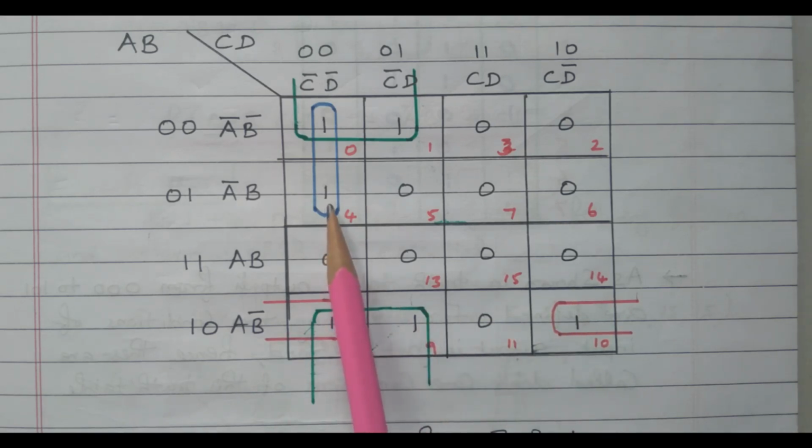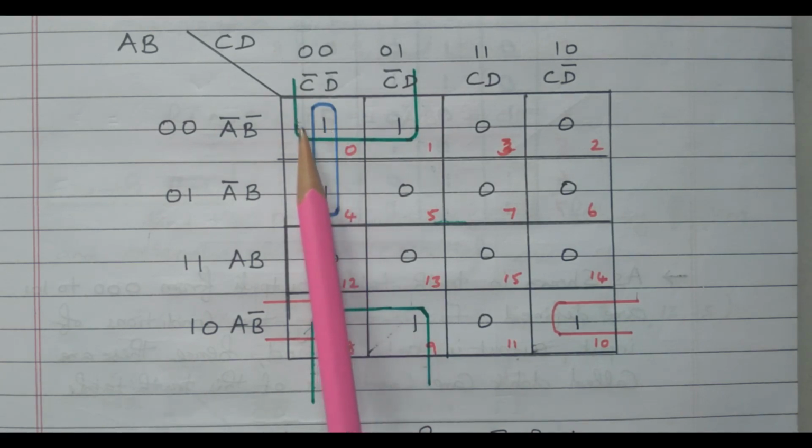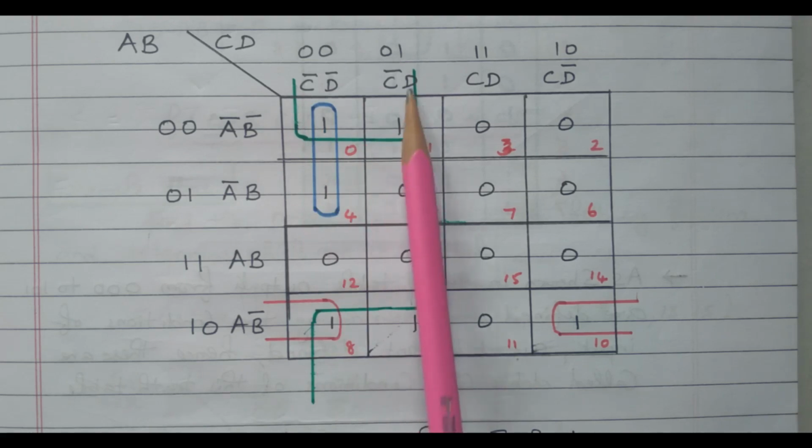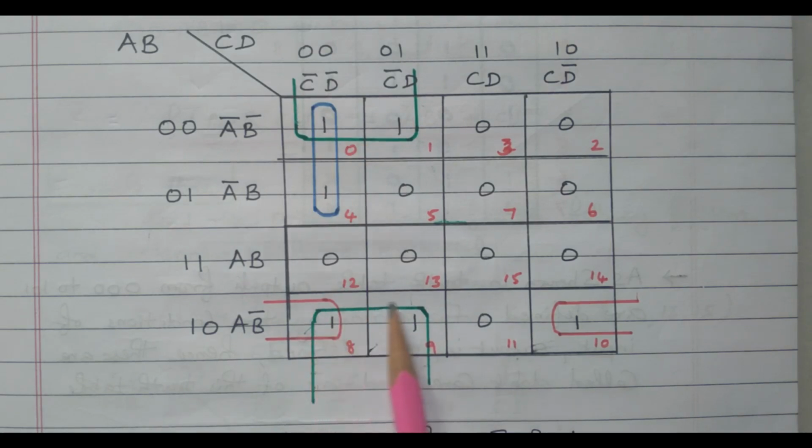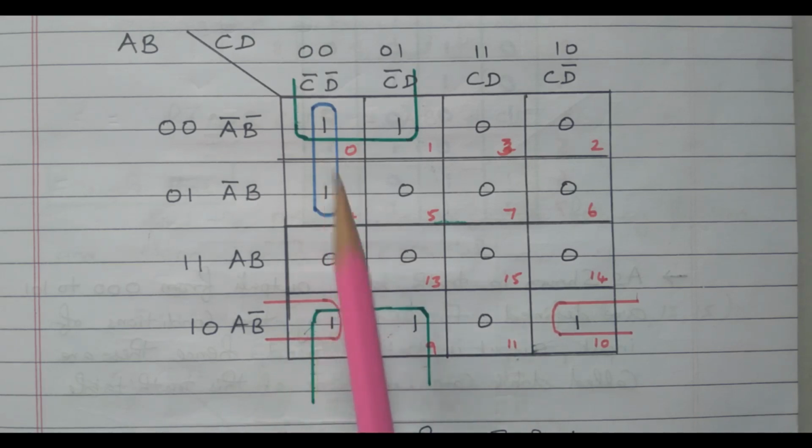But this one appears in both the groups. These two are also grouped, right? These two ones are also grouped together. So this one appears in this green color line as well as the blue color grouping. Similarly, this one is also available in this green color grouping as well as the red color grouping, right? So this 0 and 8, that is minterm 0 and minterm 8, come under prime implicant.